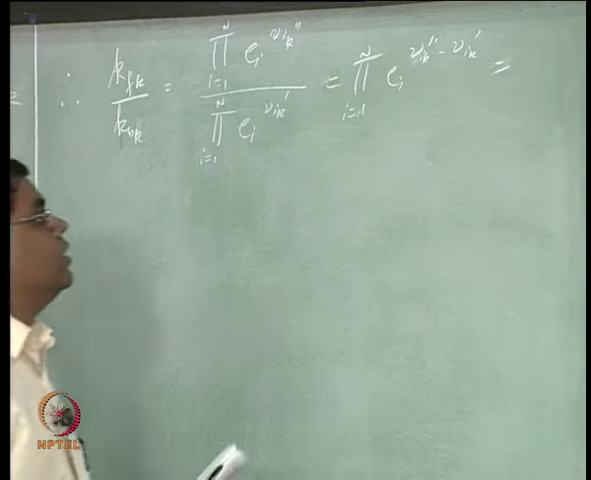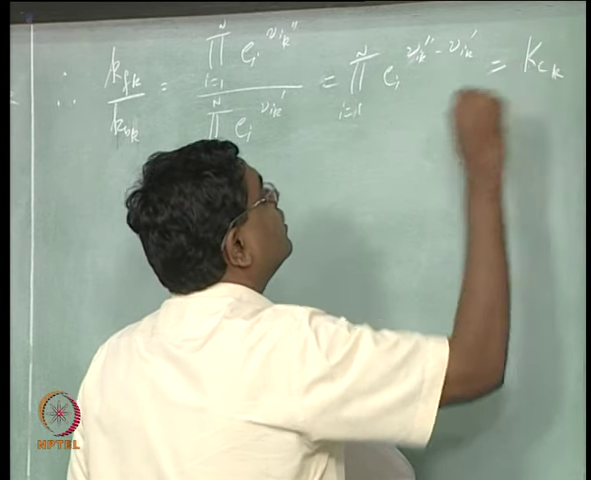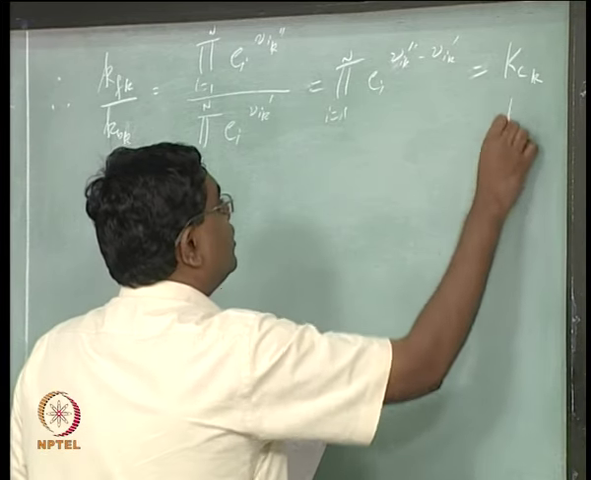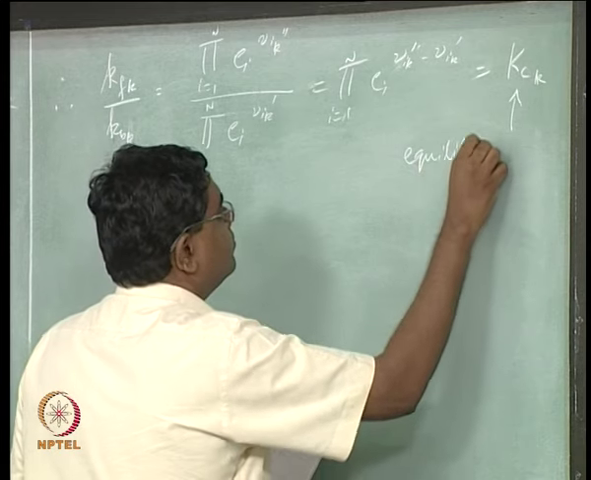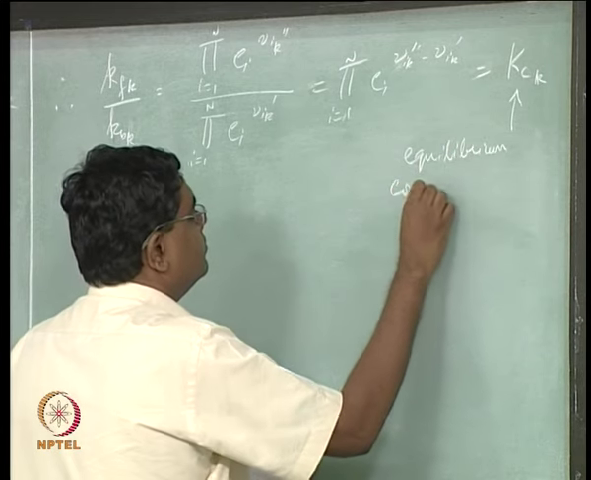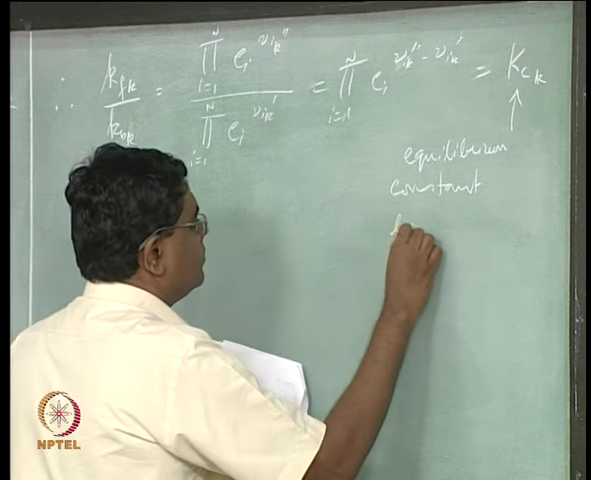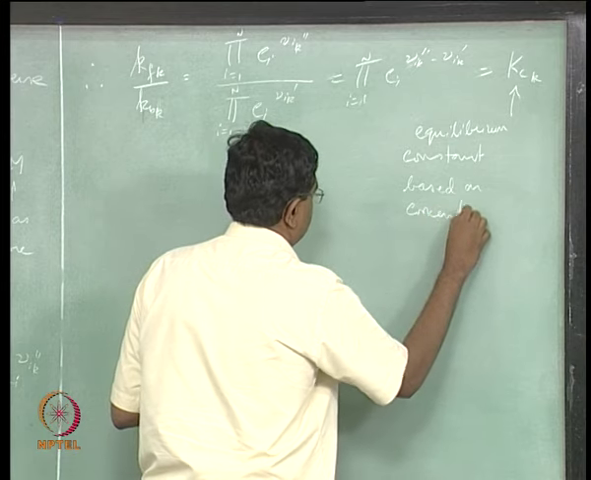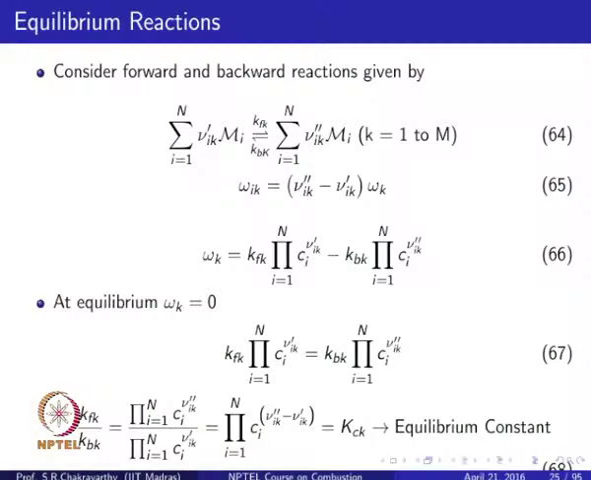Therefore, this actually is K_C,k, which is the equilibrium constant based on concentration. Okay, fine.